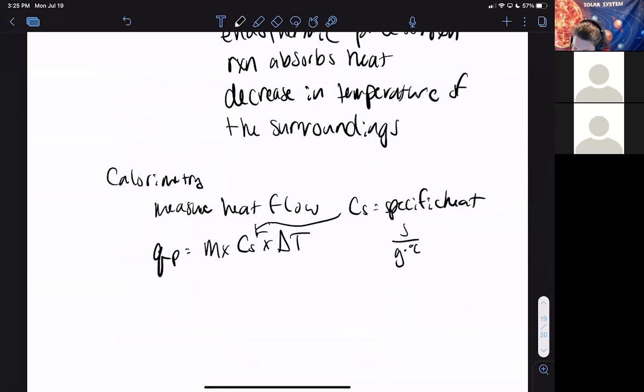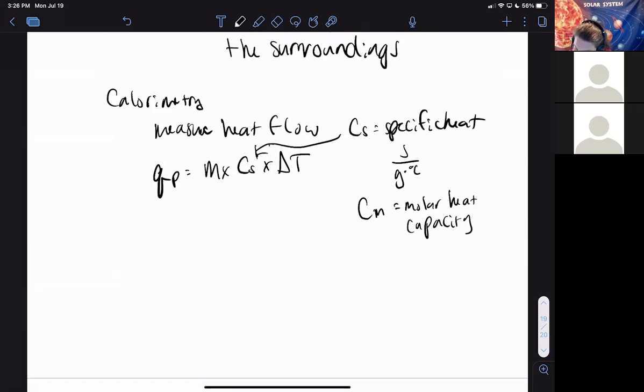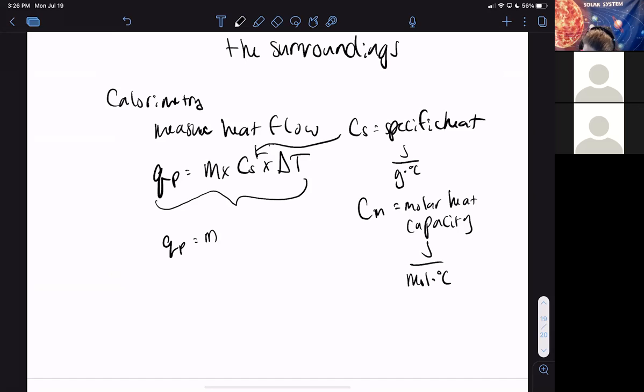We also may have a molar specific heat or molar heat capacity. In that case, it would be joules over moles times degrees Celsius. And this equation will change slightly. It'll be QP is equal to moles times our molar heat capacity times our change in temperature. And sorry, this is specifically coffee cup calorimetry.